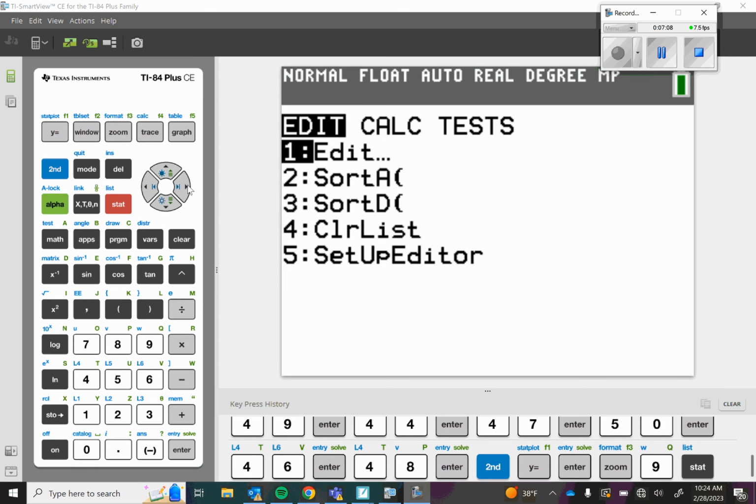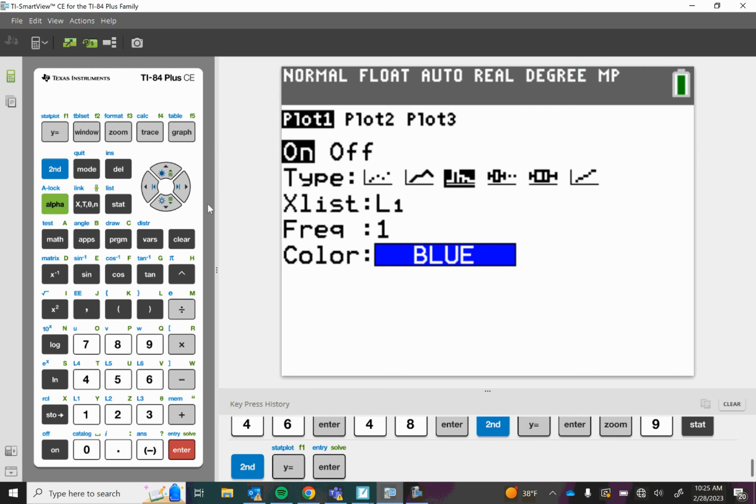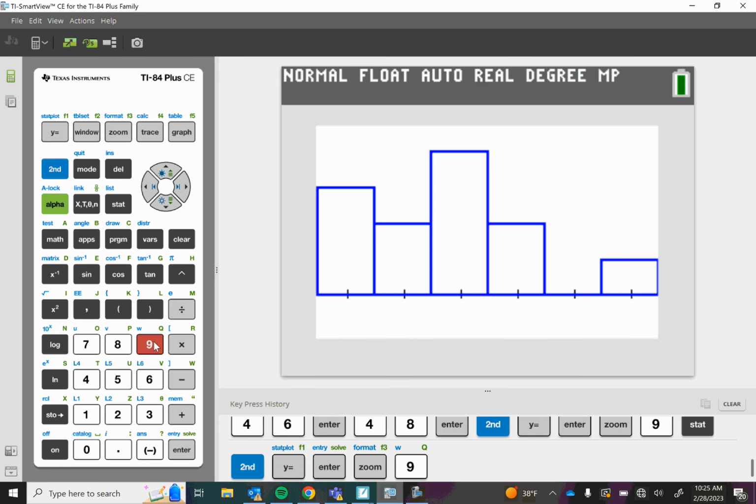Of course, I enter my data into my statistics area, and then I'm going to go to my y equals. I'm going to turn my stat plot on. We want to create a histogram, is probably the easiest way to see it. I'm going to select zoom 9, zoom stat, and I see my histogram.